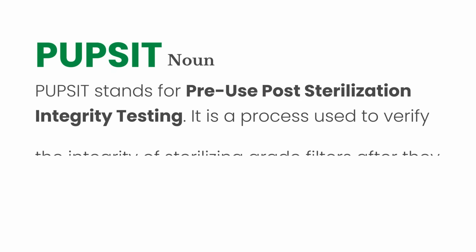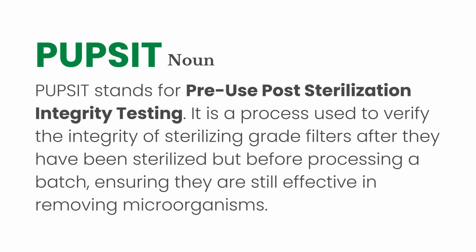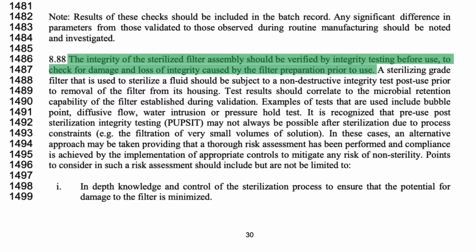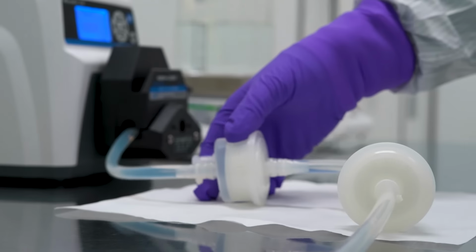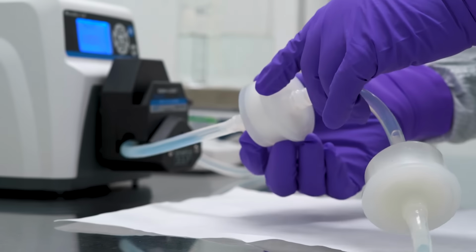In the EU Annex 1, which was recently revised, the main focus is PUPSIT. PUPSIT stands for Pre-Use Post-Sterilization Integrity Testing. So it's pretty much testing the filters once they have been installed. For the EU, their rationale for requiring it is just to ensure that the filter tested on the line is integral. It is tested at that point because there's no more handling. So it's installed, it's ready to go, it's tested, it shows that it's integral, and then you can filter the product.